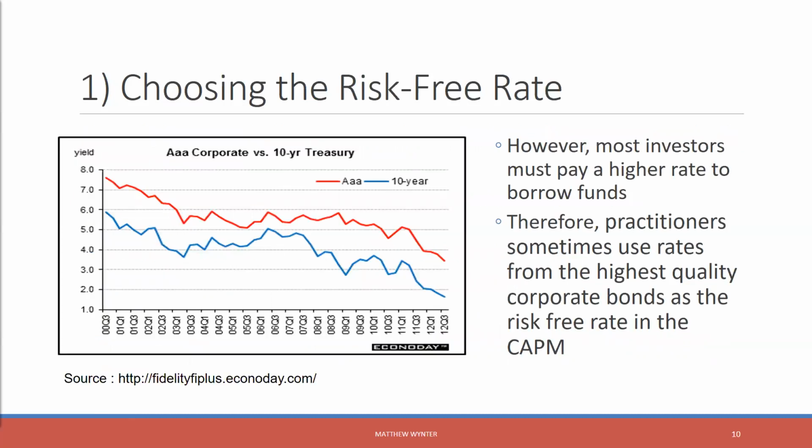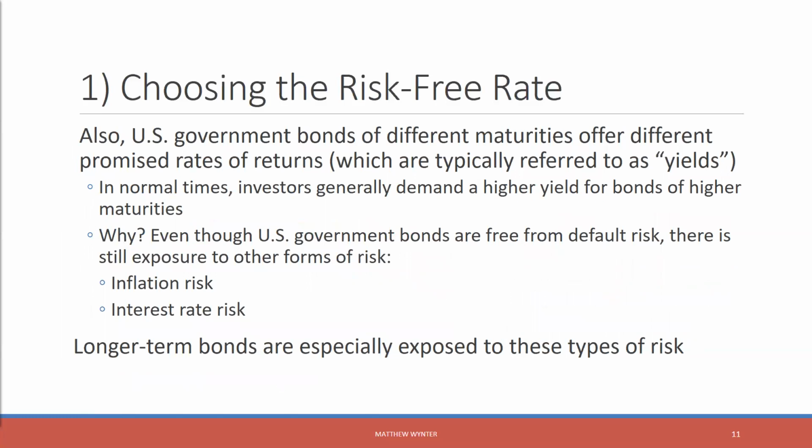In reality, for practitioners, oftentimes they will use a AAA rate because many firms wouldn't be able to access this risk-free rate. And what you'll notice is that that red line, the AAA rate, is consistently higher than the 10-year return for the US government bond. Now, just because the bond is risk-free doesn't mean that it's without risk. It's still risky. As an investor, if I'm holding a US government bond, I'm going to be worried about two things: inflation risk and interest rate risk.